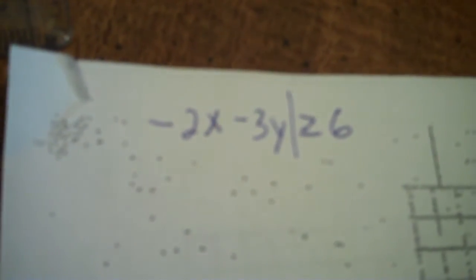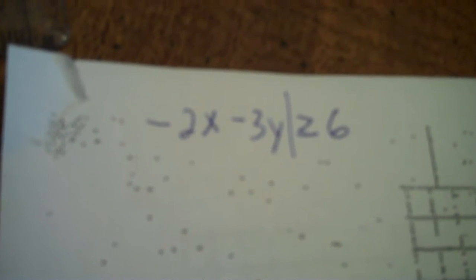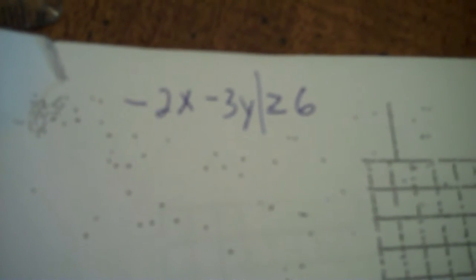Okay, next problem. Negative 2x minus 3y greater than or equal to 6. Okay, we have a little problem here. We can't do the m and b, well, we're going to, but we can't right now because we don't have the y by itself. So again, mark that. That's a negative. Now, you don't want that as a negative, okay? So you're going to switch the signs to opposite.